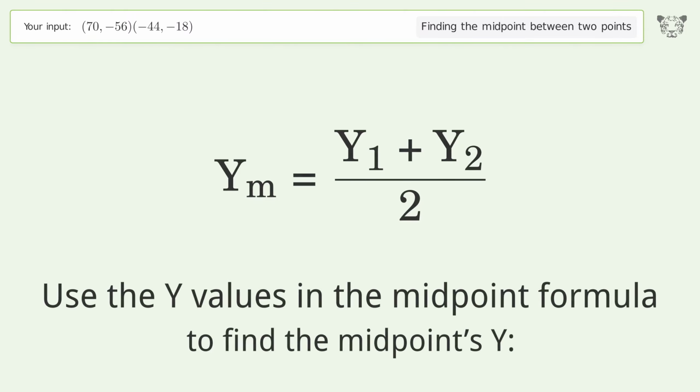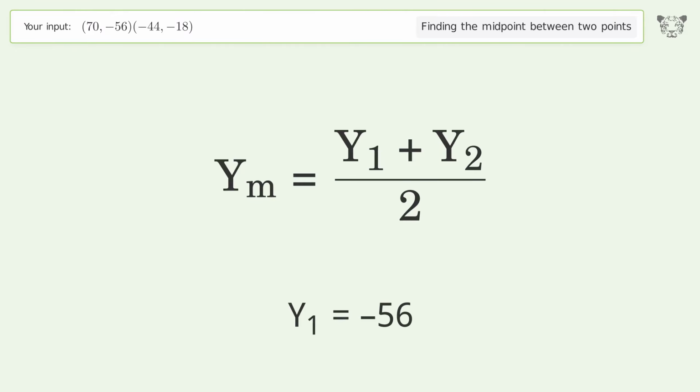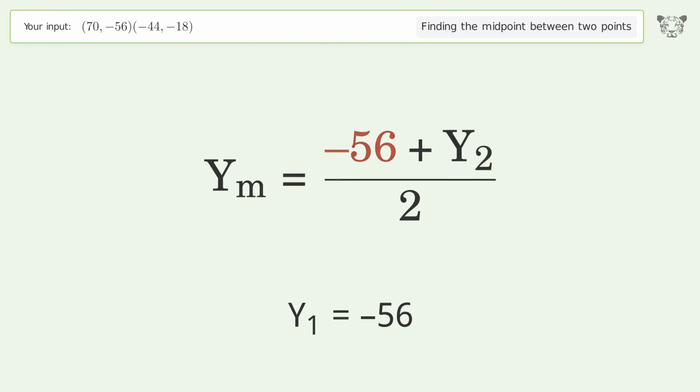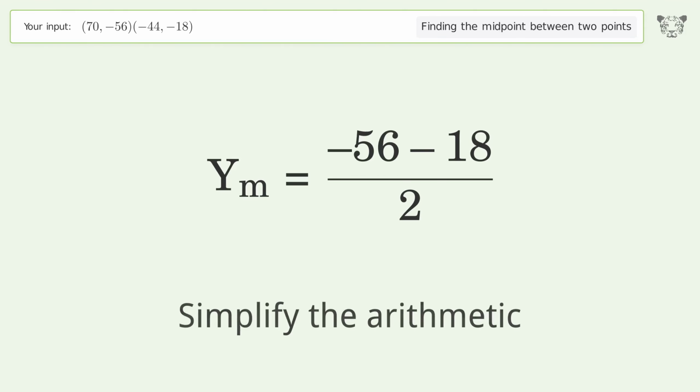Use the y values in the midpoint formula to find the midpoint's y. y1 equals negative 56. y2 equals negative 18. Simplify the arithmetic.